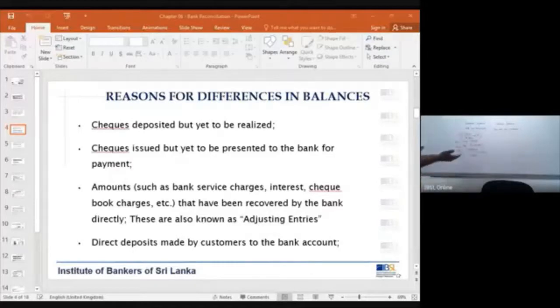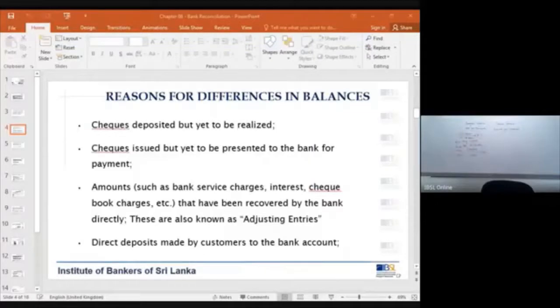So you observe that there is a mismatch between the two records, that is the bank statement and the cash book that you have, which differ by 35,000. Okay. So what do we mean by checks deposited not yet realized?